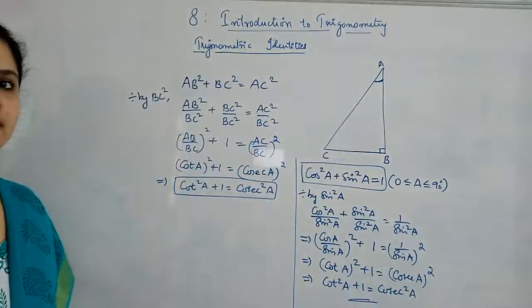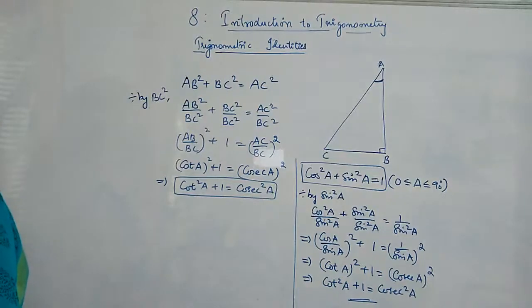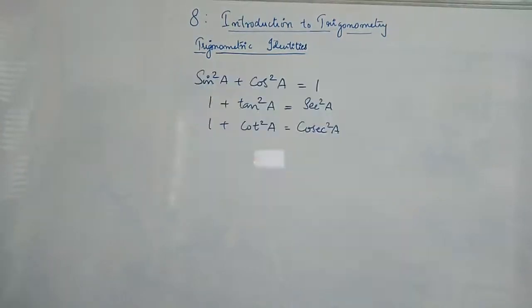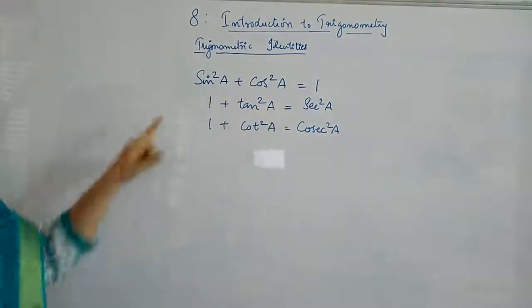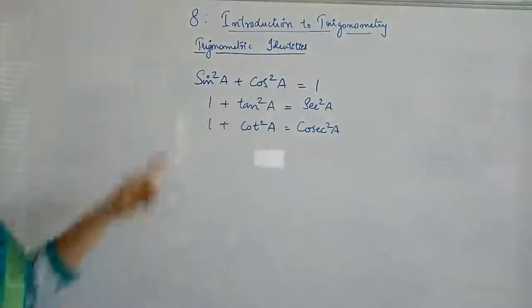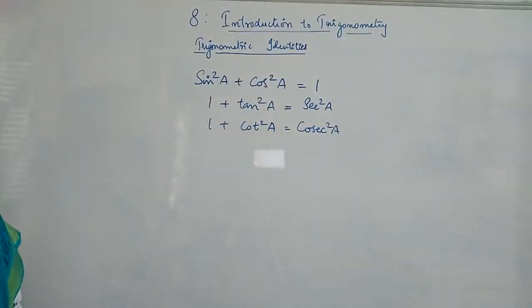So these are the three identities normally used to solve any problem. Okay, they are very important. So what are the three identities? Sine square A plus cos square A equal to 1, 1 plus tan square A equal to sec square A, and 1 plus cot square A is equal to cosec square A.